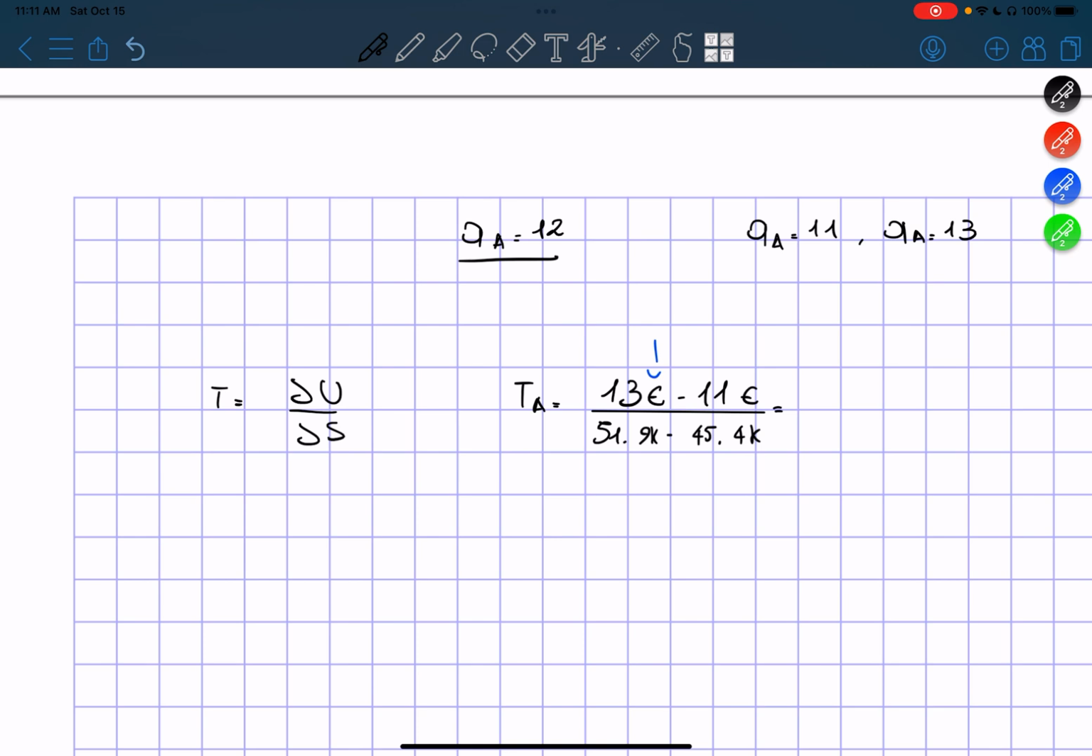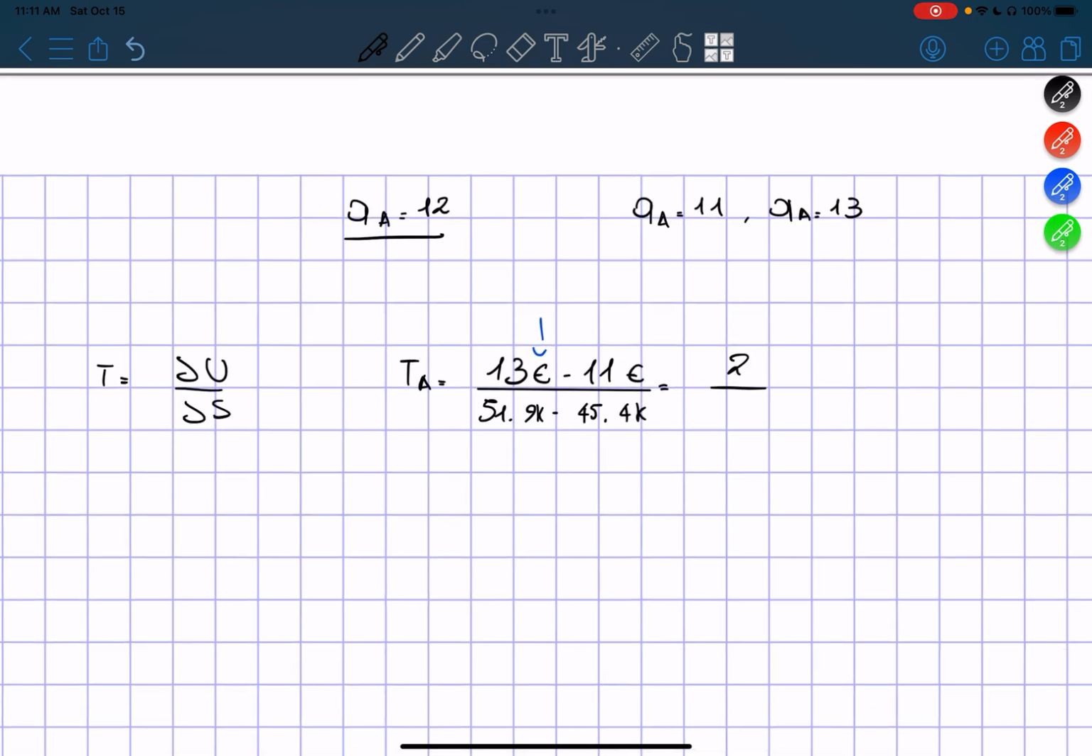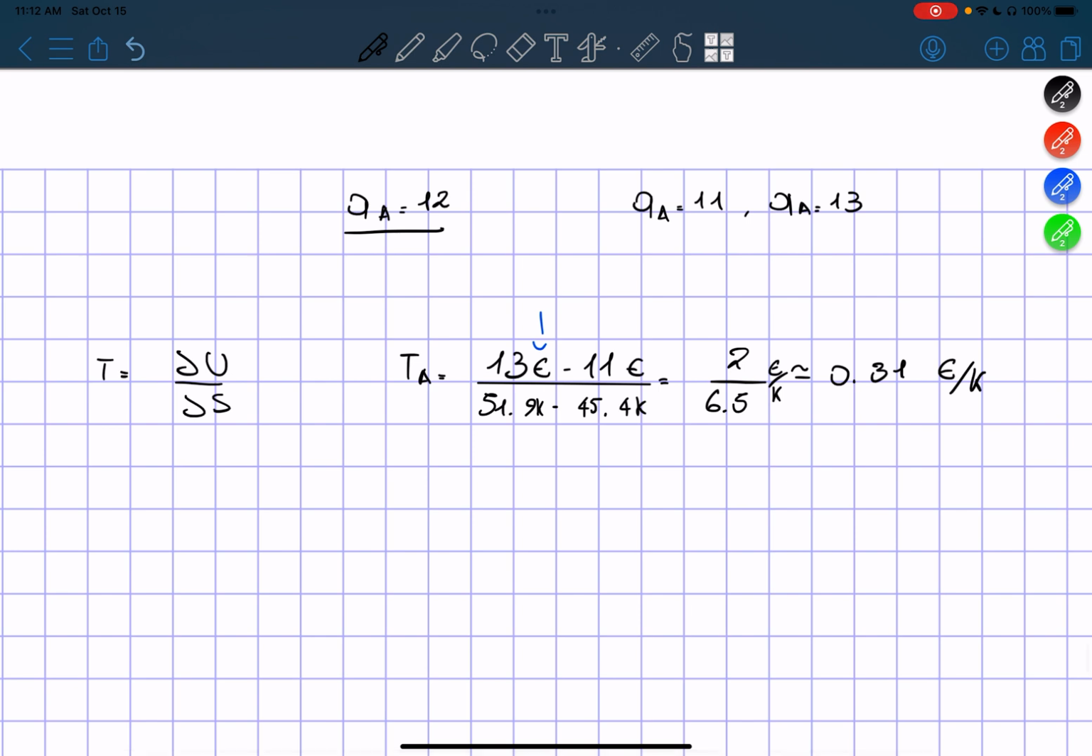Okay. So here we're going to have 2 over 51.9 minus 45.4, which is 6.5. So 2 divided by 6.5 is about 0.31 energy over the Boltzmann constant. Now, if we're given, for example, the value for the Boltzmann constant, and the energy unit, we can actually find the temperature of the solid.